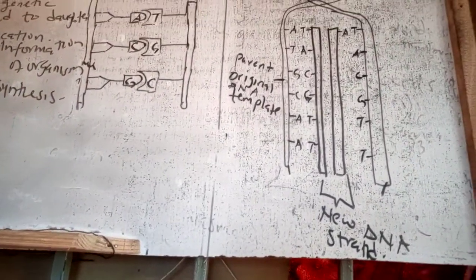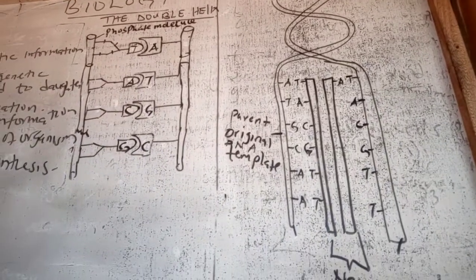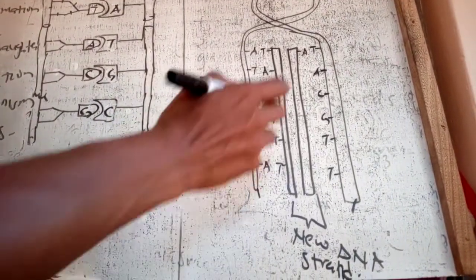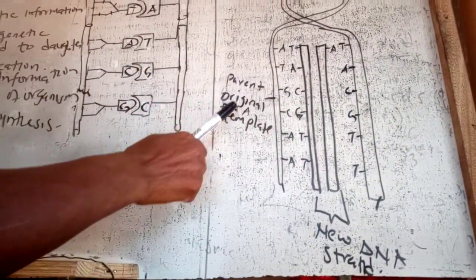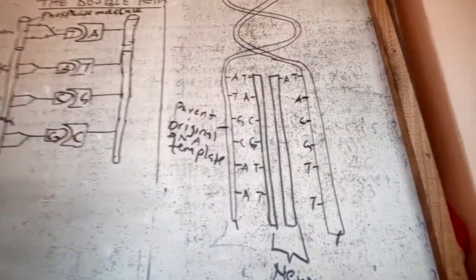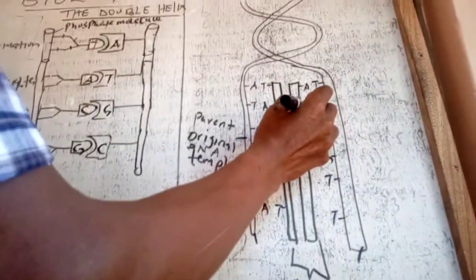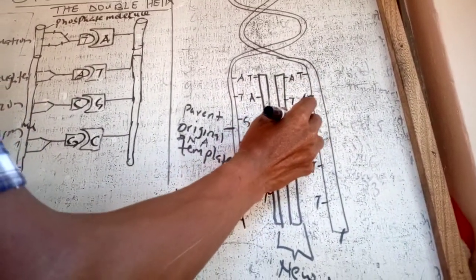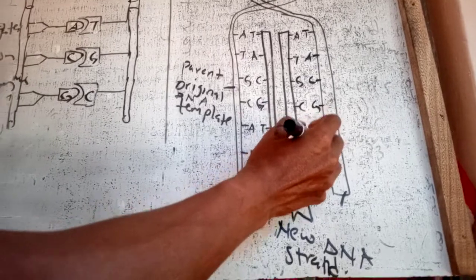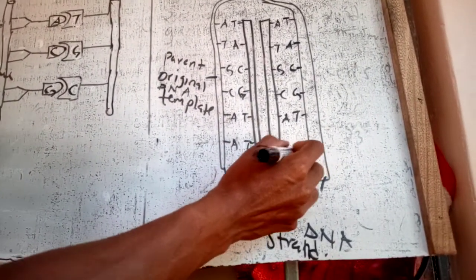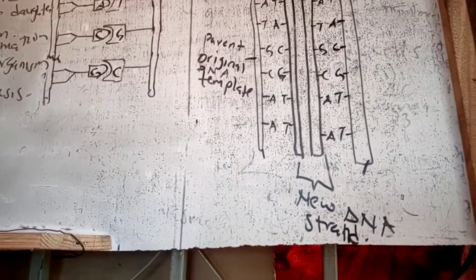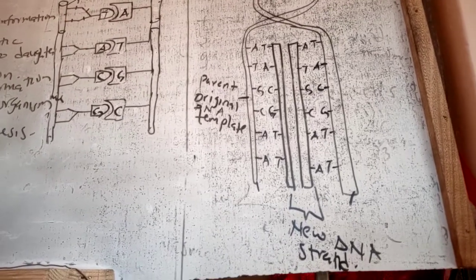What I've said is that there is the process of unzipping, and two strands develop at the center, and the genetic information from the parent DNA template is copied onto the new DNA strand. Therefore, you will have adenine combining with thymine, cytosine combining with guanine, guanine combining with cytosine, thymine combining with adenine, and thymine combining with adenine. And this leads to the formation of two new DNA strands.